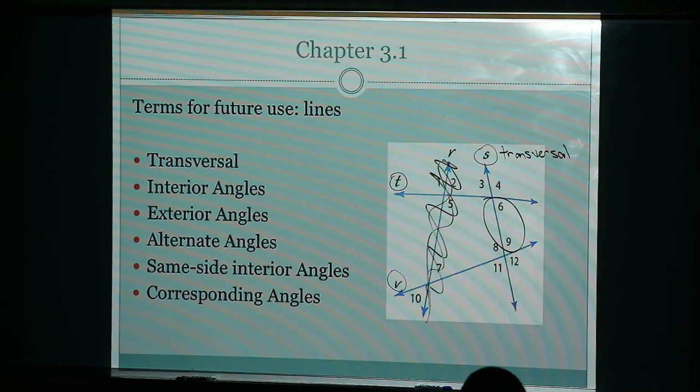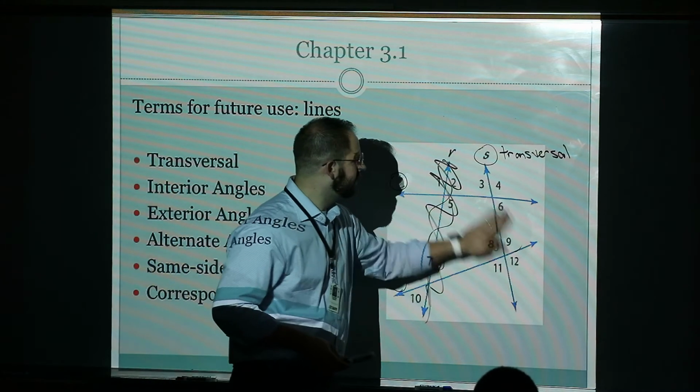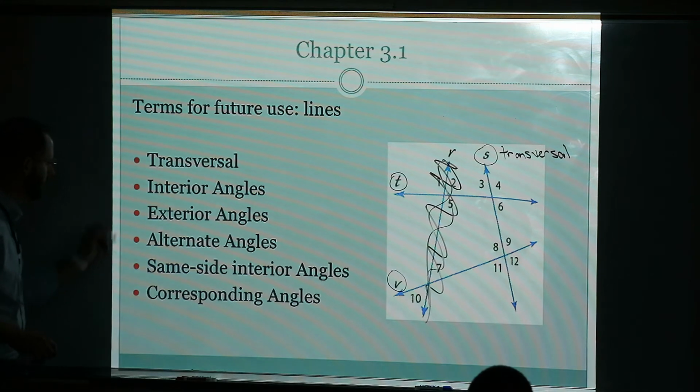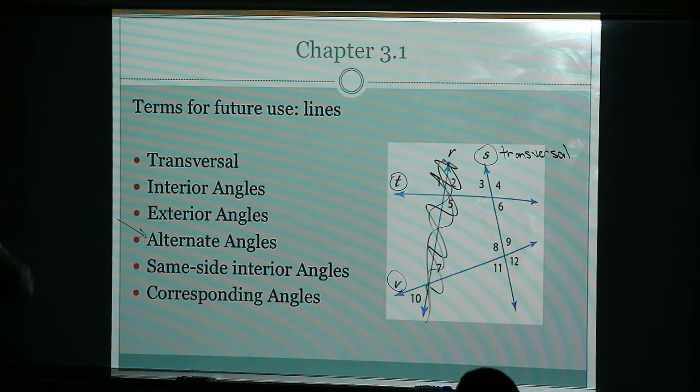Somebody give me a pair of exterior. Fred, give me the exterior now. 3. And? 4. 3, 4. There you go. Those are exteriors. Does that make sense for that picture? Those are the outside. Can somebody give me alternate exterior? Now we're going to jump. Alternate exterior. So we're alternating, but we're exterior. Okay, let's go with Hackmiller.